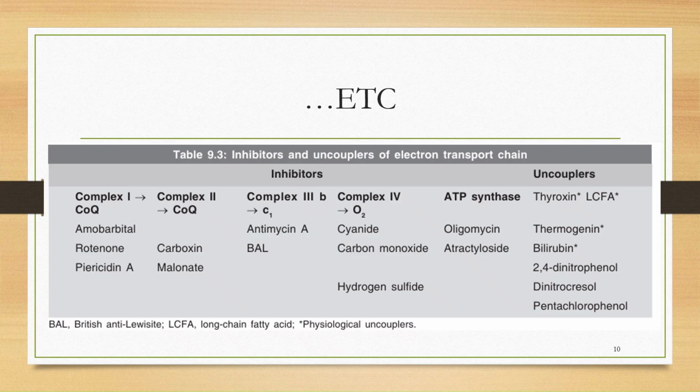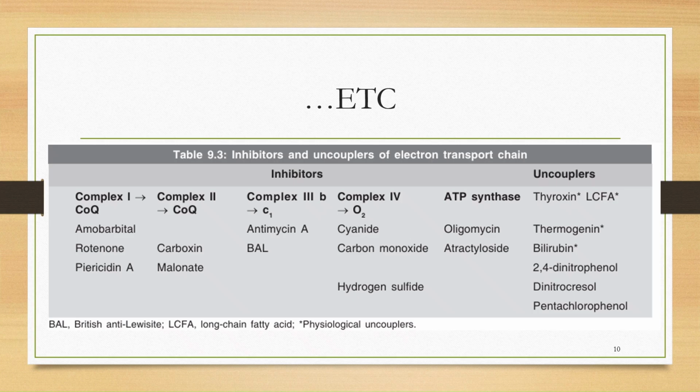So thyroxine is a molecule that is found in the body. LCFA, long chain fatty acids, are gotten from food, but they can also be synthesized in the body. And then we have thermogenin. Thermogenin is basically an uncoupler of the electron transport chain. It's physiological, yes, but another name for it is uncoupling protein 1. So it's found in brown adipose tissue. Brown adipose tissue is found mostly in newborns and in animals that are hibernating.